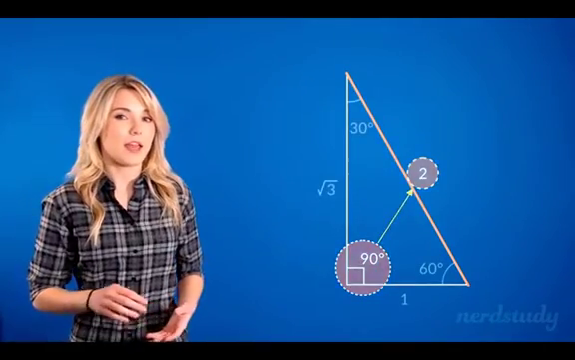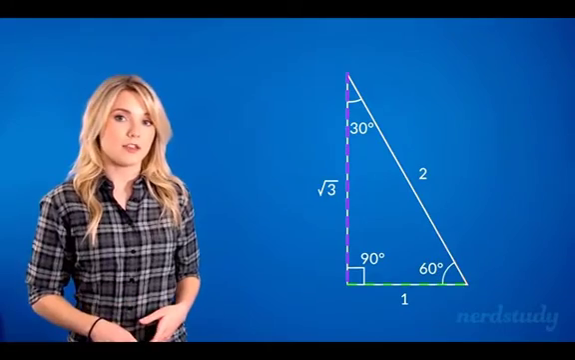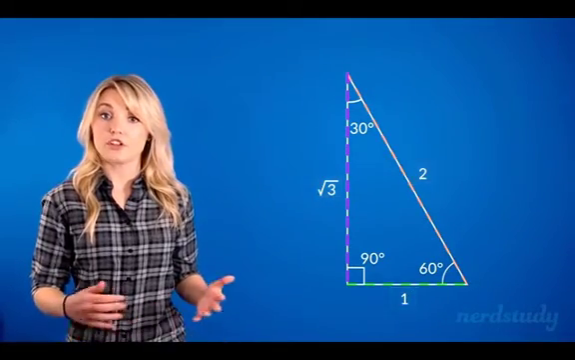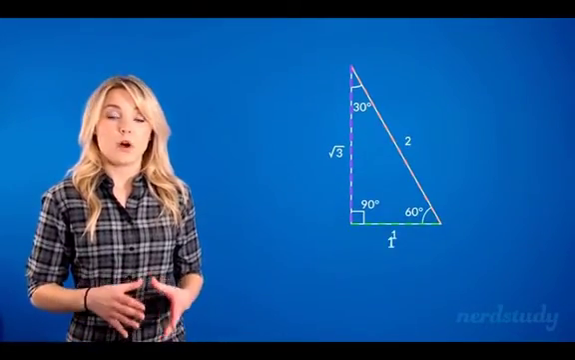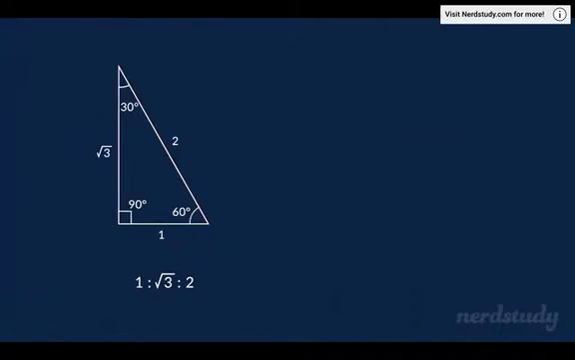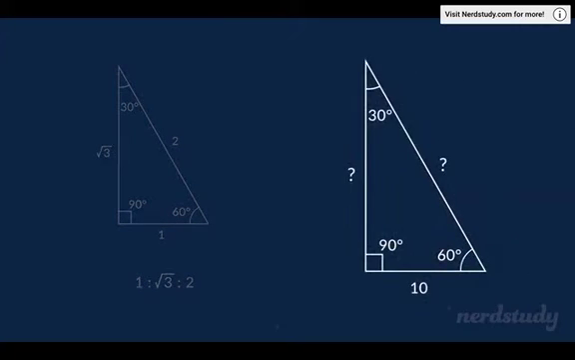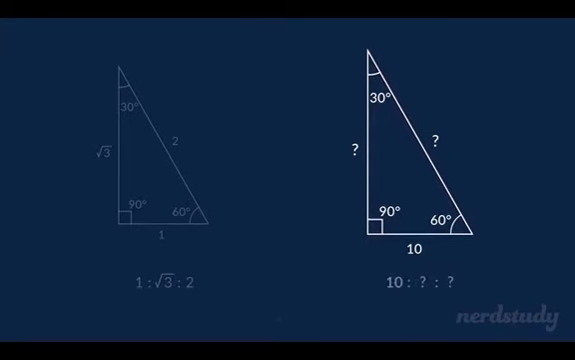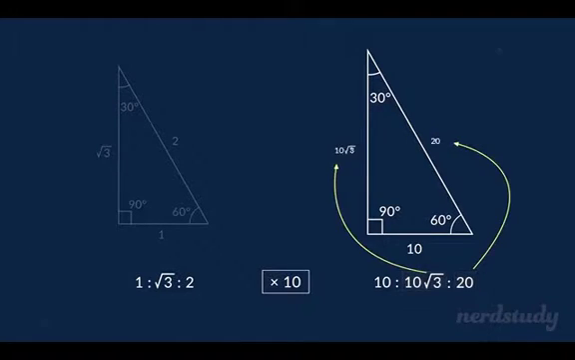It's worth keeping in mind, however, that the 30, 60, 90 triangle side lengths that we memorize are just ratios. So that's 1 to square root of 3 to 2. For example, let's say we're given a triangle with a side length of 10 for the side that's opposite to the 30-degree angle. In this case, since that's 10 times more than the one on the 30, 60, 90 triangle, we should multiply all of the ratios by 10 as well in order to get the same triangle to scale. And there you have it.